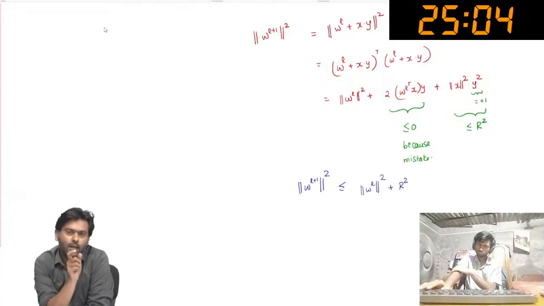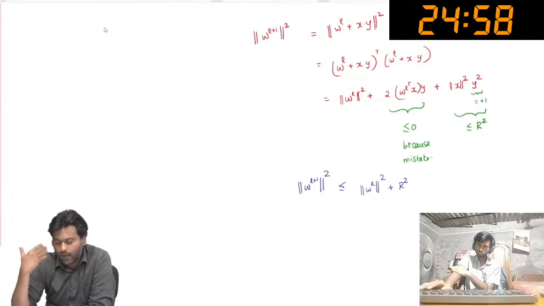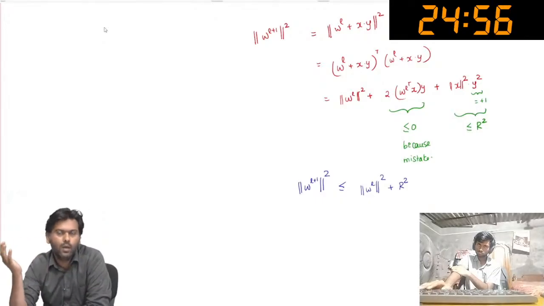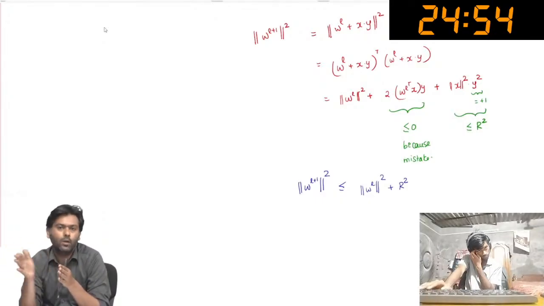So now what is this telling us? This is telling us that I have a WL, I make a mistake, I change my WL to WL plus 1, and now this new WL plus 1's length squared can grow by at most the previous length squared plus r squared, right? So it cannot grow more than that. That's what this is saying. So it can grow at most by r squared.